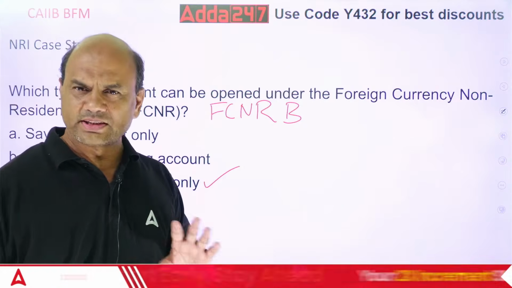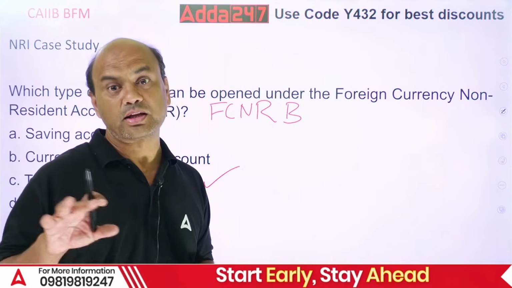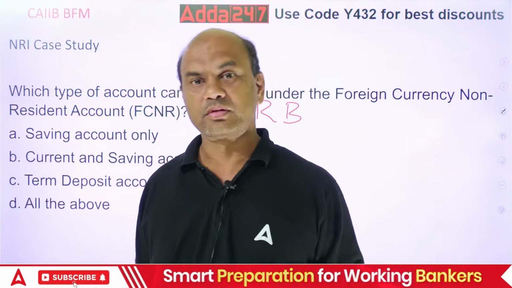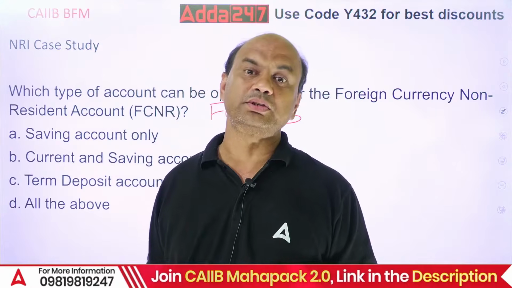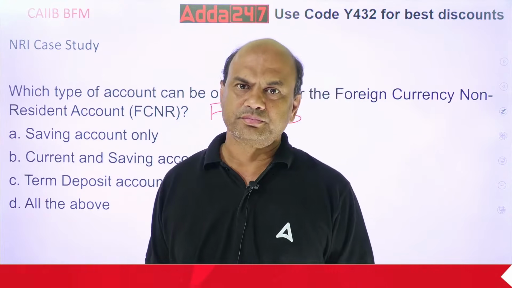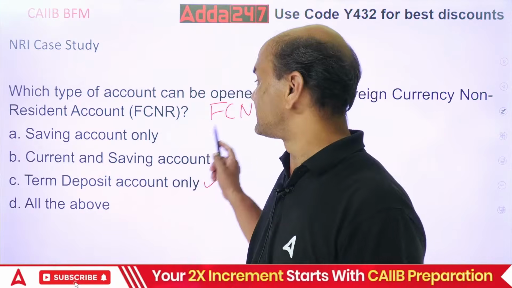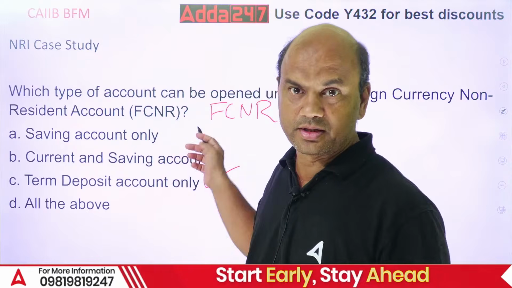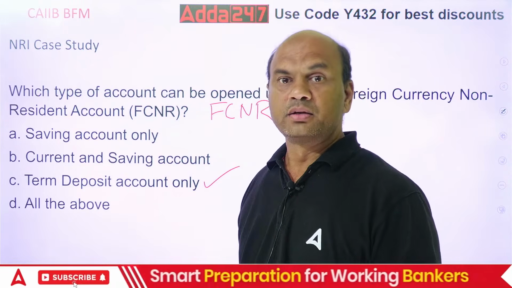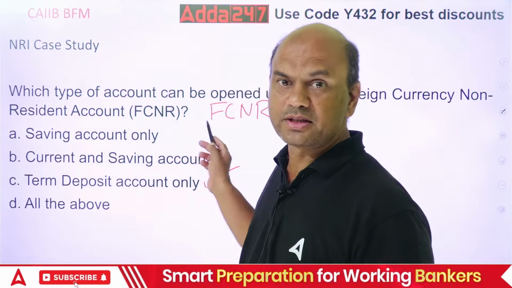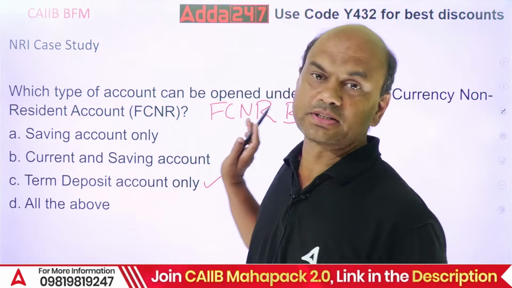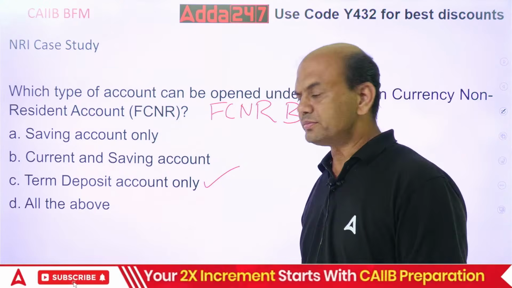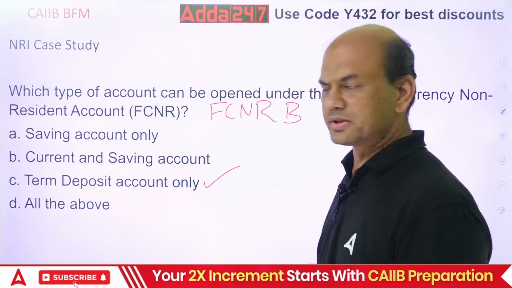Okay? See the difference between FCNR and FCNR-B. Earlier this account was only FCNR, when it was started in the 1980s. At that time the exchange rate risk was taken by RBI in the FCNR account. Then after 1991 RBI said no, now the bank has to bear this exchange rate risk. So that's why it's called FCNR-B. Okay, so it's only a term deposit.